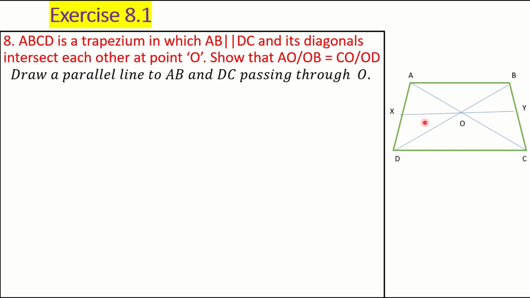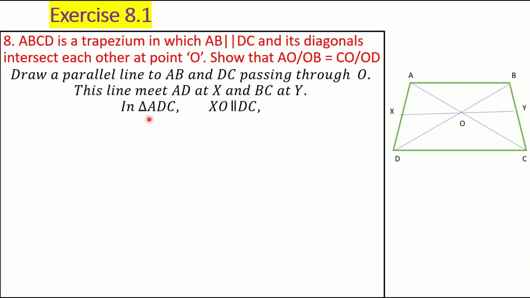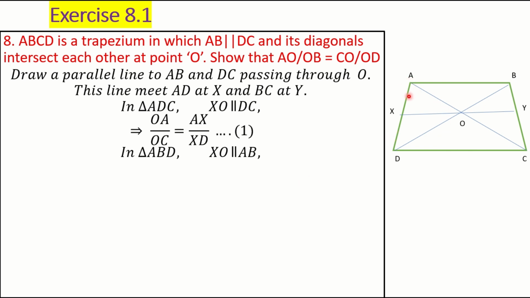Once you have done this, you have two triangles here, right? In triangle ADC, XY is parallel to DC, which means OA by OC equal to AX by XD, correct? And in triangle ABD, again, OB by OD equal to AX by XD.